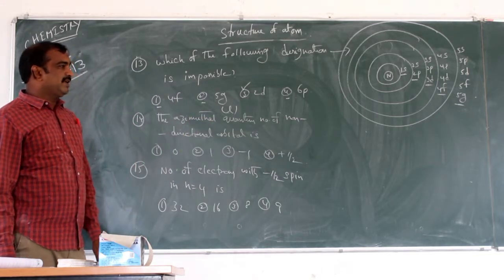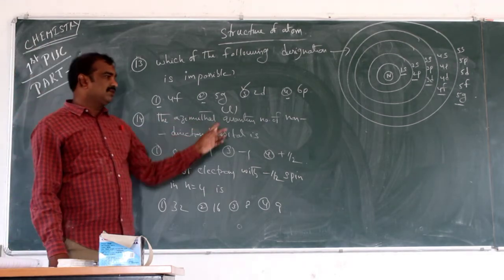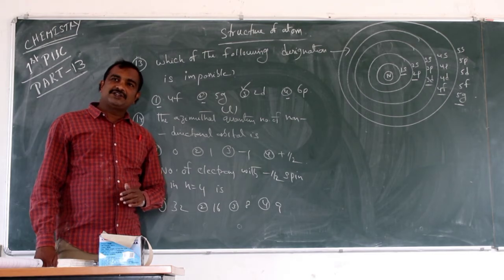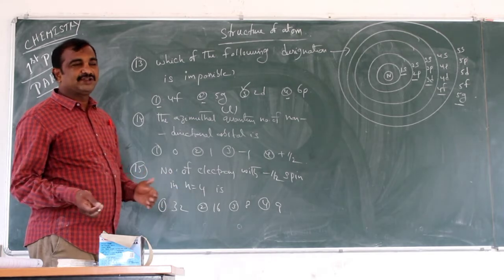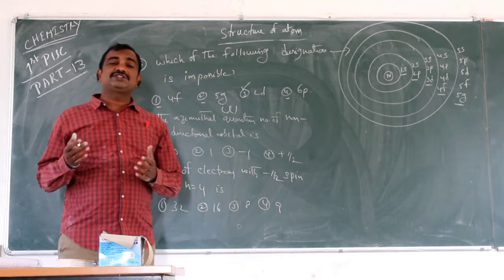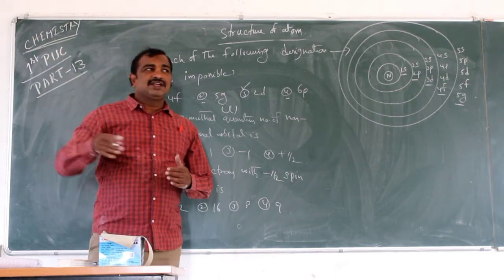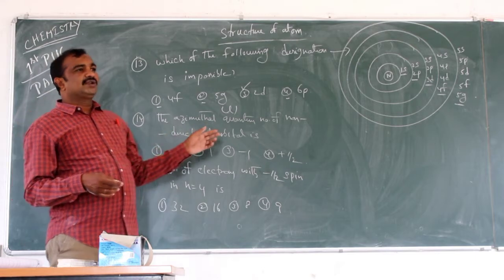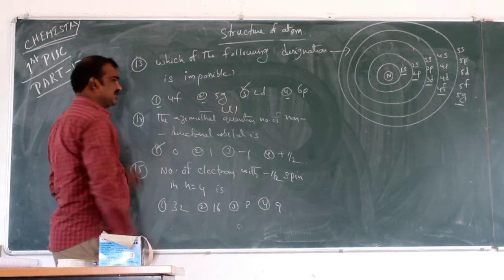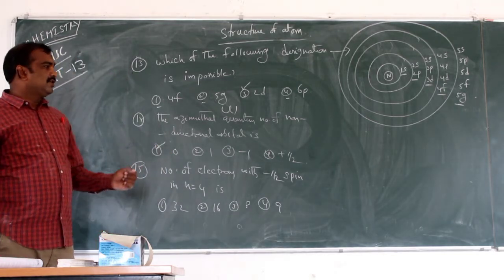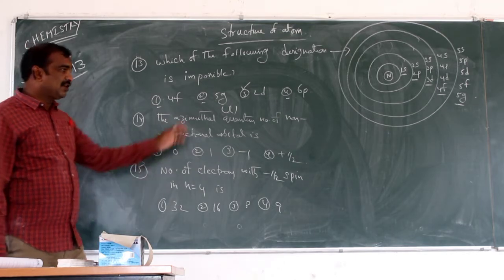So the azimuthal quantum number of a non-directional orbital. Non-directional means it has no direction. That means it does not have a positive axis and it does not have a negative axis. So which is correct here? Not having positive and not having negative means 0. So this option is correct. The azimuthal quantum number of a non-directional orbital is 0.